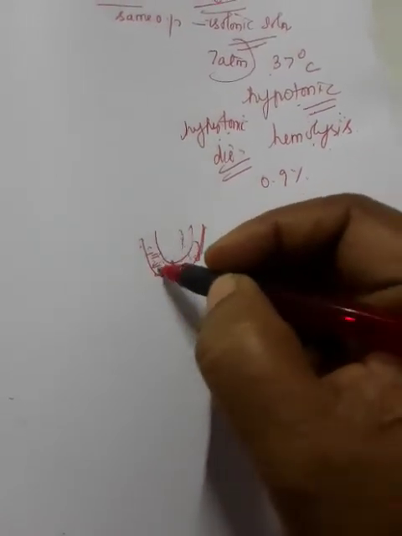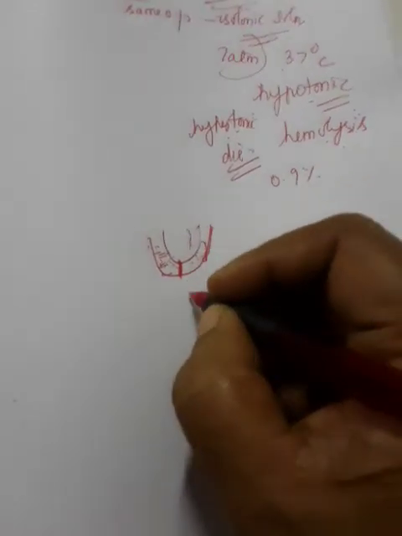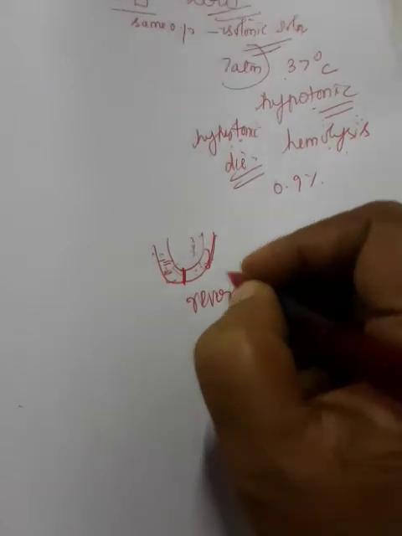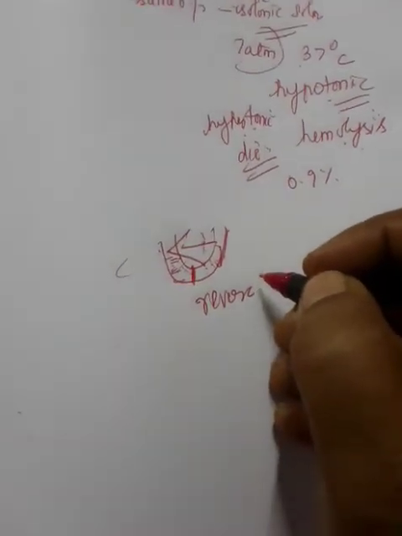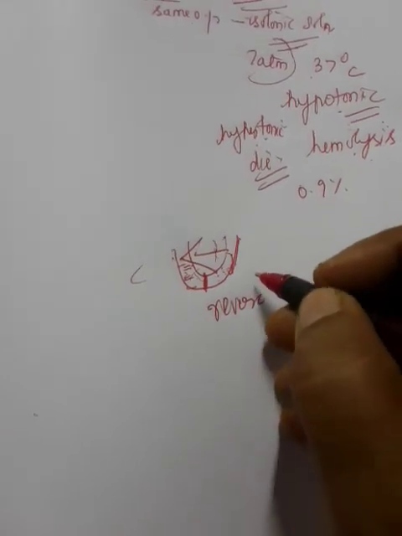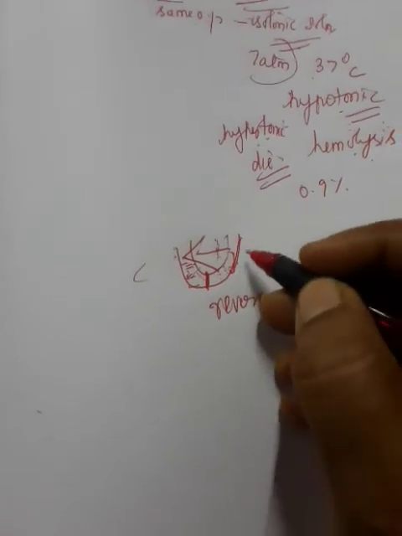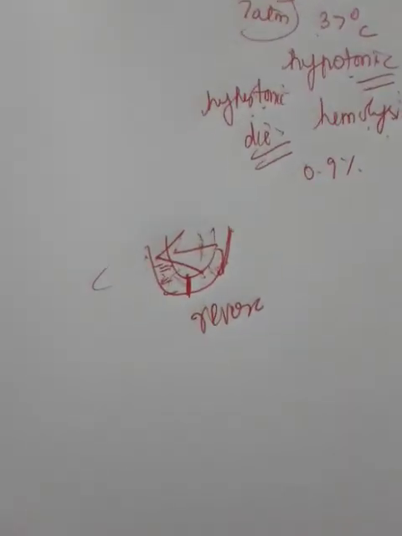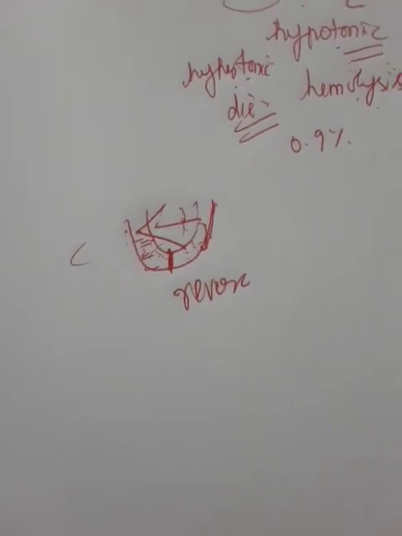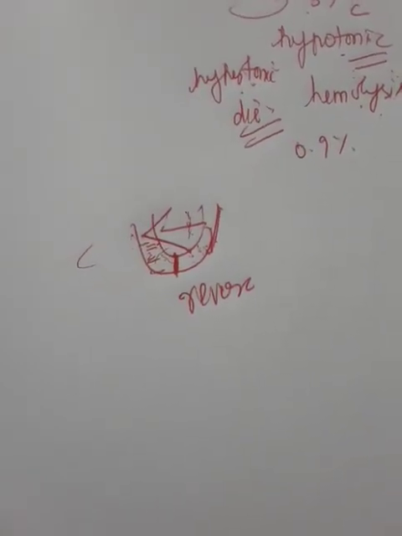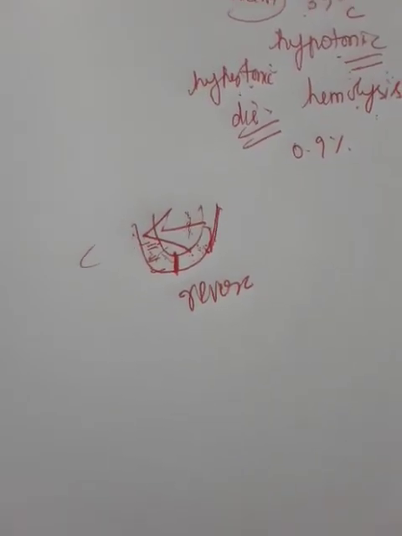Now, the pure water moves from the solution side to the solvent side, and this process is called reverse osmosis. That is, flow in this direction. This process is possible when subjected to hydrostatic pressure greater than the osmotic pressure. This reverse osmosis is used in the desalination of seawater and also in the purification of drinking water.